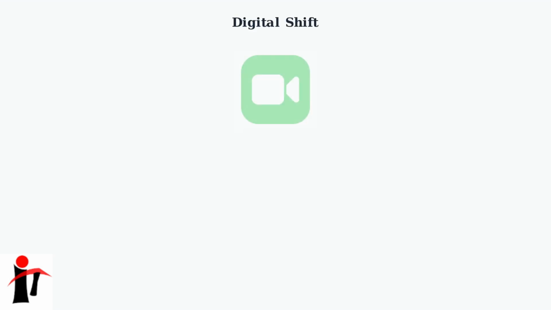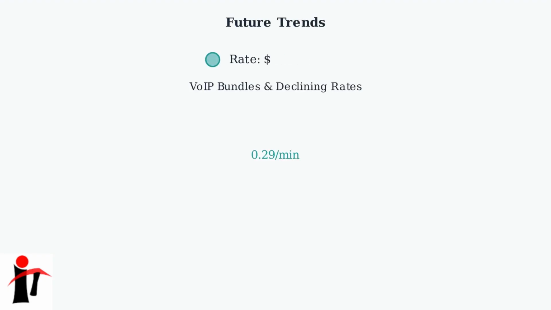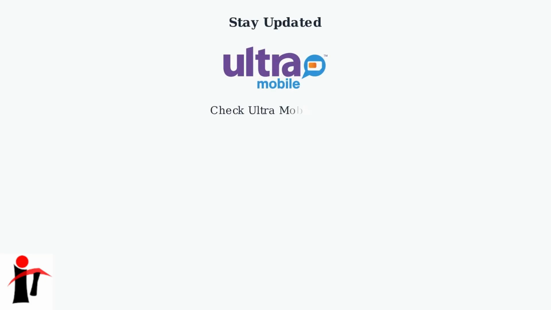cost. International communication is shifting toward digital solutions like WhatsApp or FaceTime, offering free or low-cost alternatives to traditional calling. Ultramobile is evolving with potential VoIP minute bundles and unlimited international data. Rates have been declining due to competition and technology advancements. Stay updated with the Ultramobile app for the latest rates and plan options.